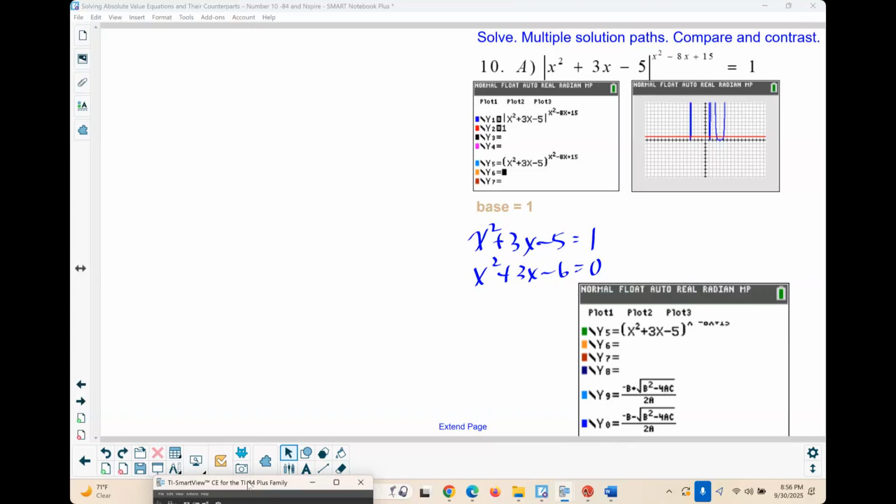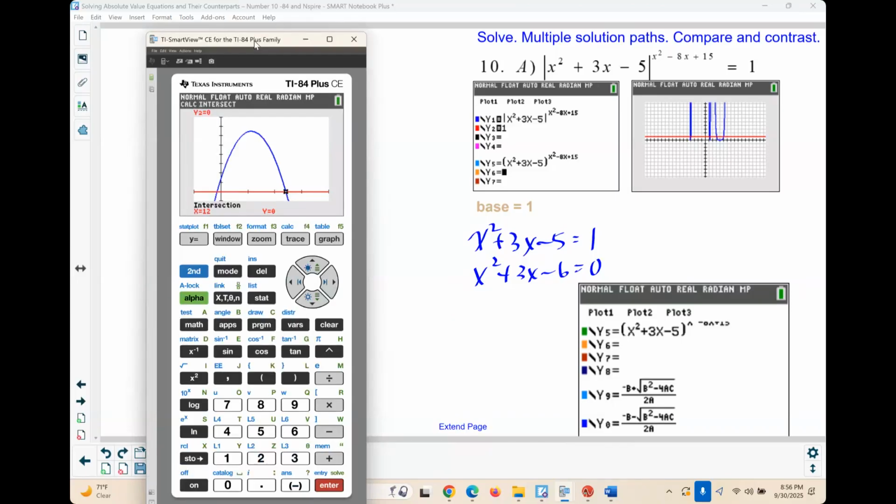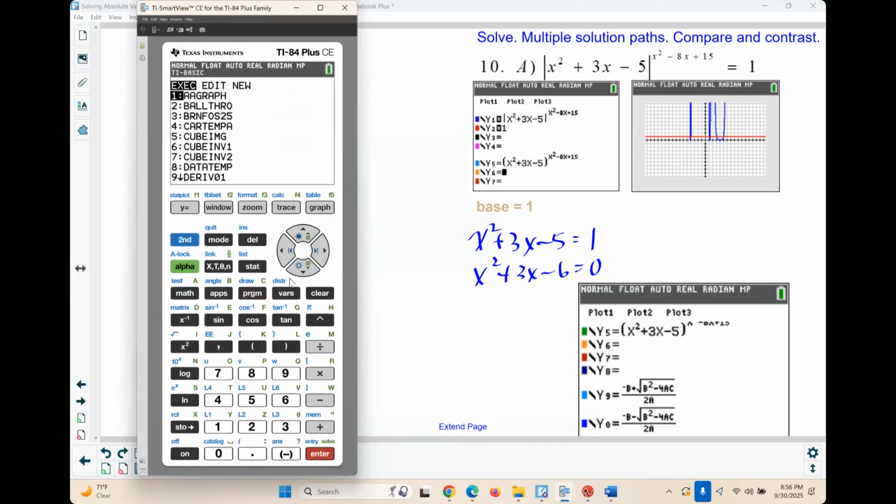To help me do this quicker for tonight, I did create a program called number 10, because this is number 10 of some problems that I created. Number 10 has this in it, but look what I have in Y9 and Y0. Do those look familiar? That's the quadratic formula with the equations turned off. So I can now solve any quadratic equation just by having that. I know some of you have a program and it'll ask you what's A, B, and C and all that stuff. But to me, this is the poor person's quadratic formula.